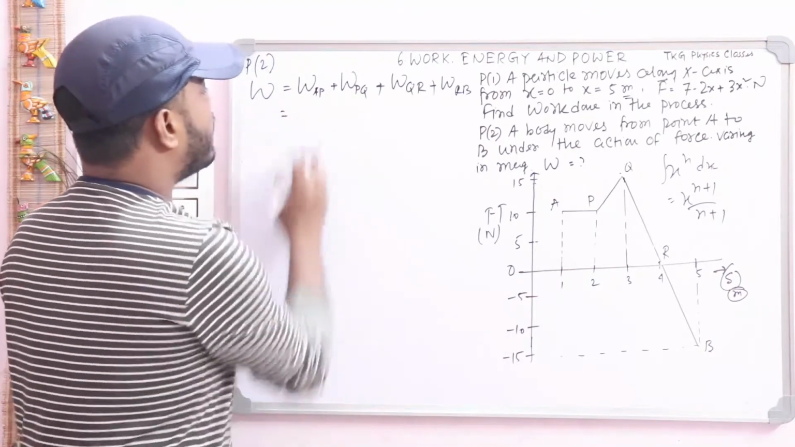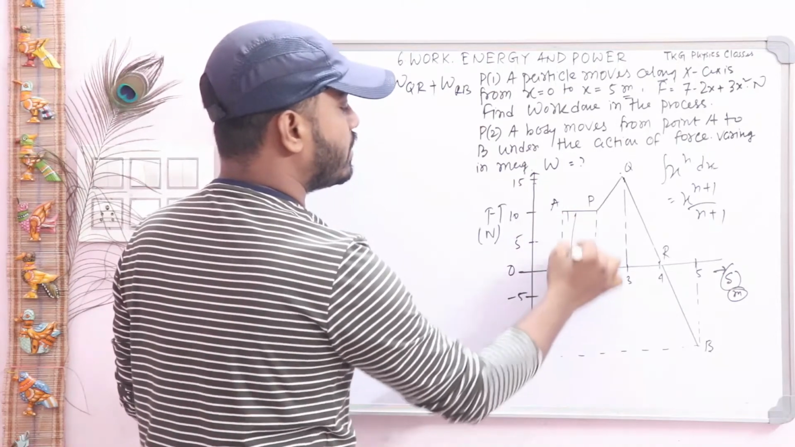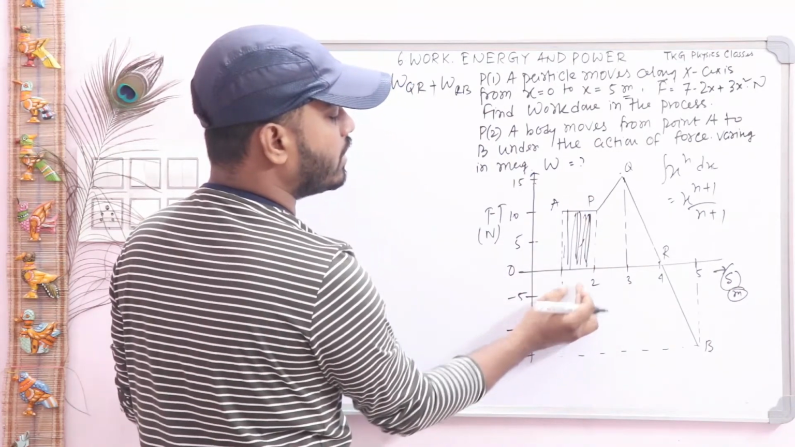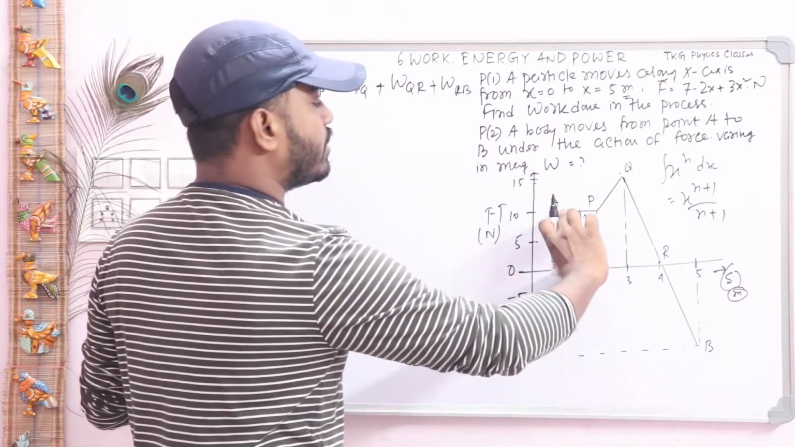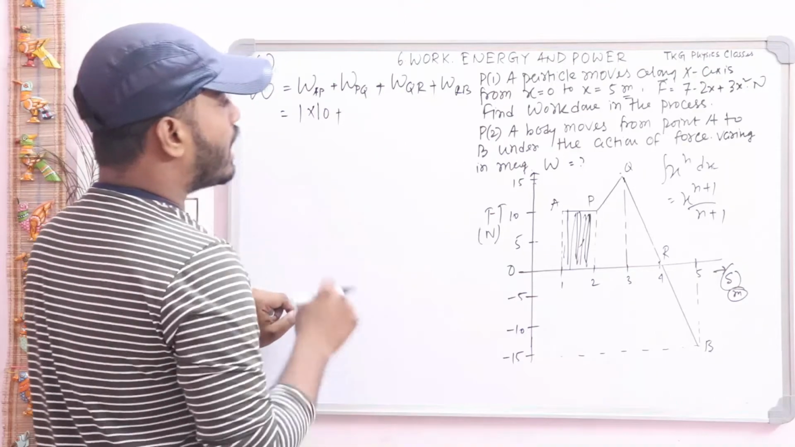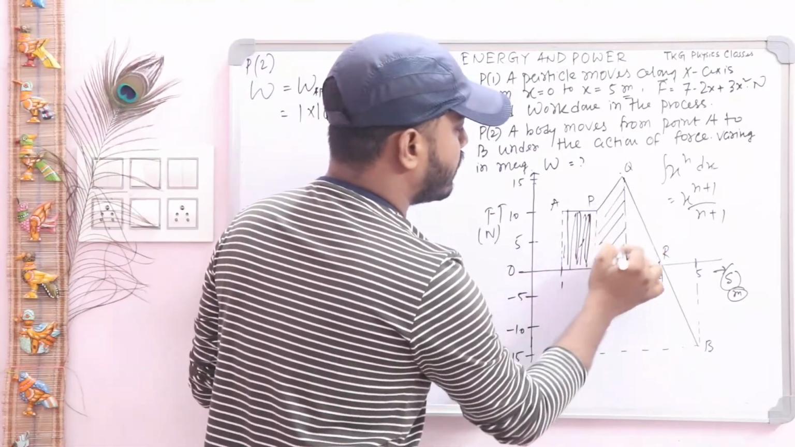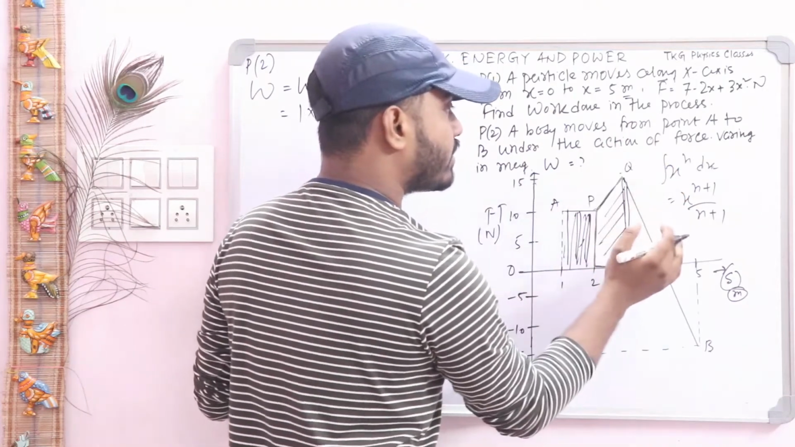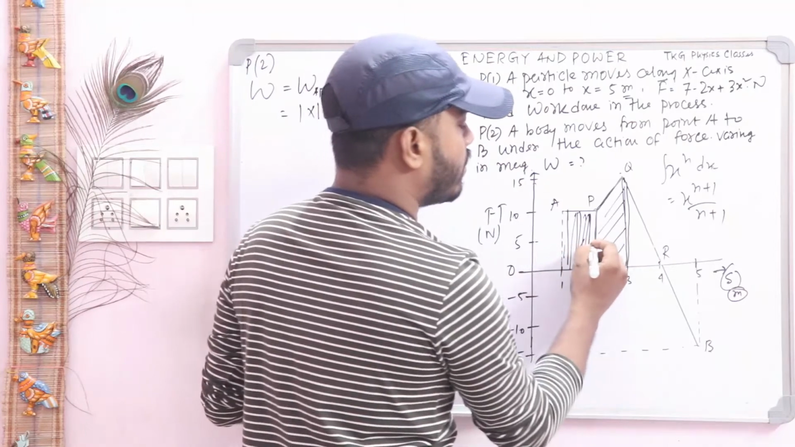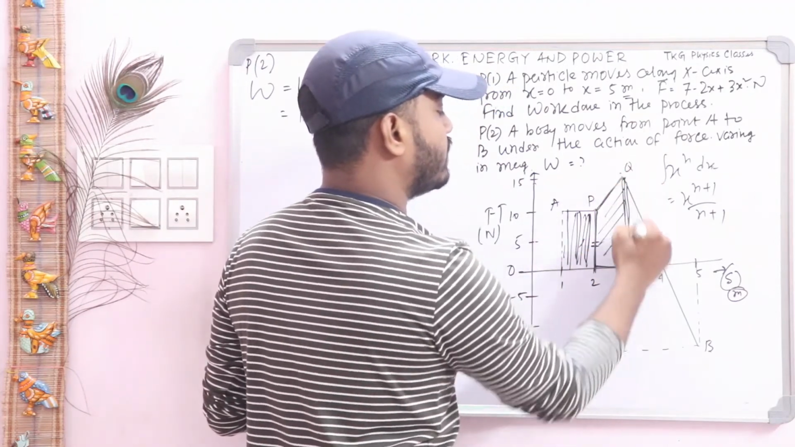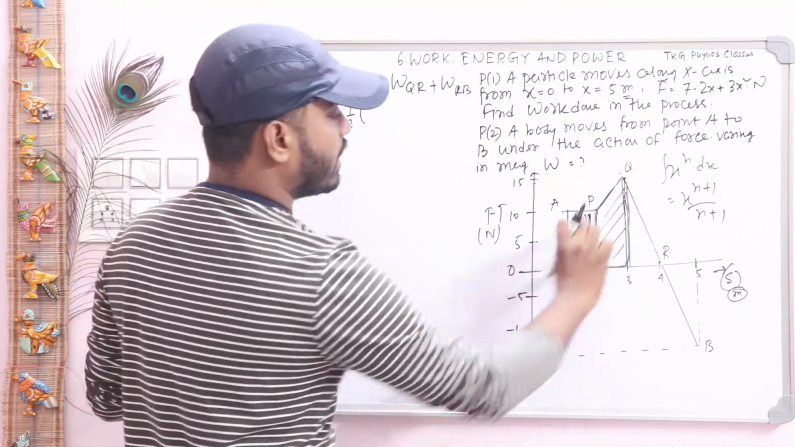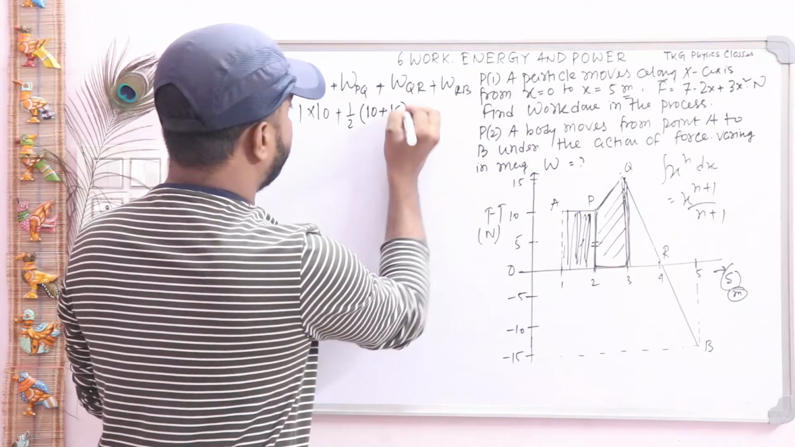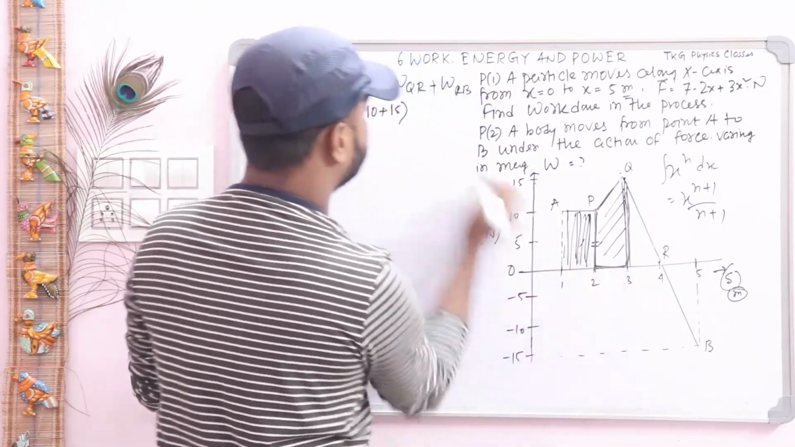Okay, now simplify. Work done A to P is the area under A to P: this separation, 2 minus 1, that is 1, multiplied by this value, 10. Plus the work done along PQ, the area under this one, which gives a trapezium. The formula for a trapezium is half the sum of the parallel sides into the separation. The parallel sides are 10 and 15, into the separation, 3 minus 2, that is 1.